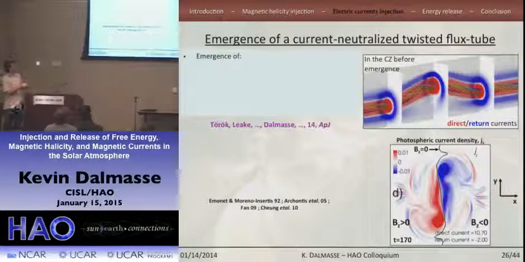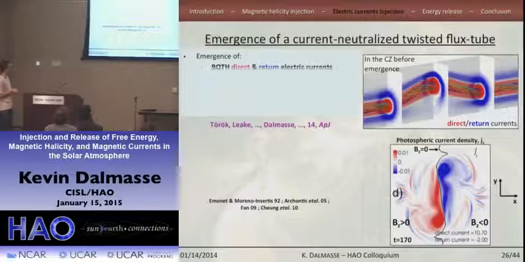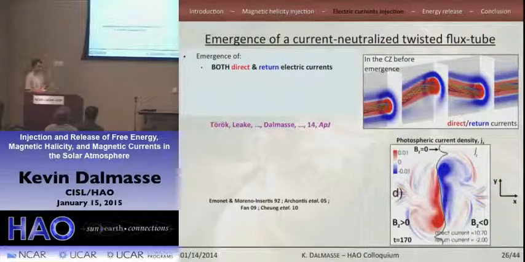So here you can see the vertical electric current distribution at the photosphere in the late phase of emergence. And here you can see both positive and negative electric current density in both the positive and the negative magnetic polarities. So this means that the emergence of a current-neutralized flux tube leads to the emergence of both direct and return currents into the solar atmosphere.